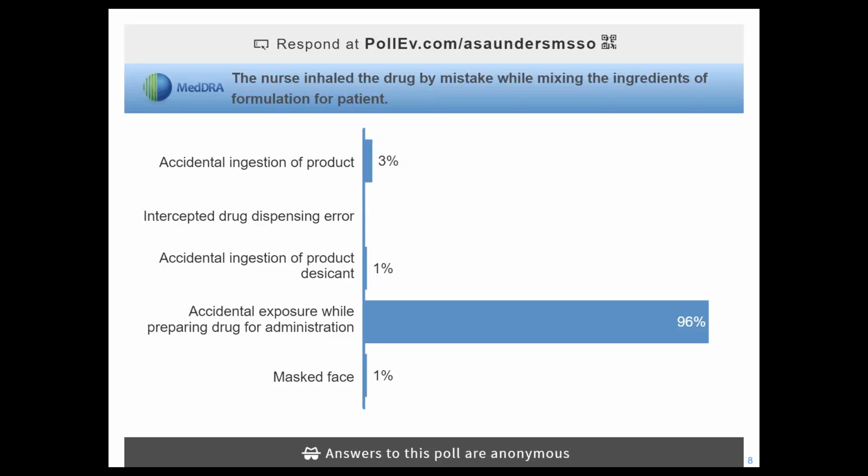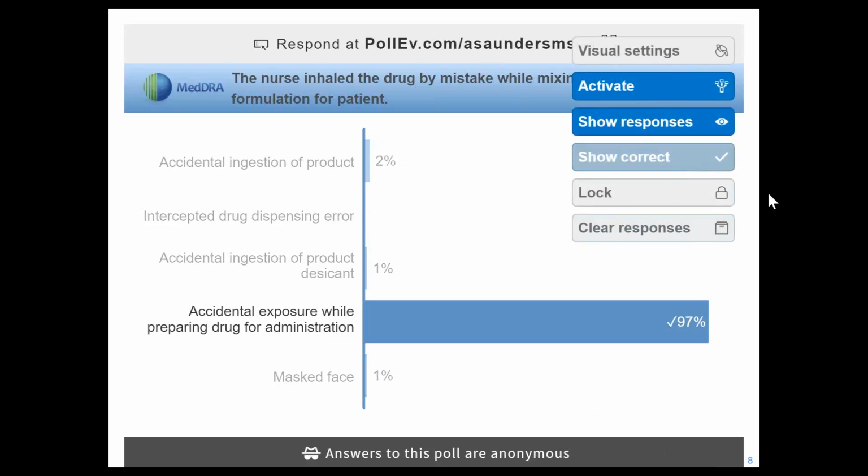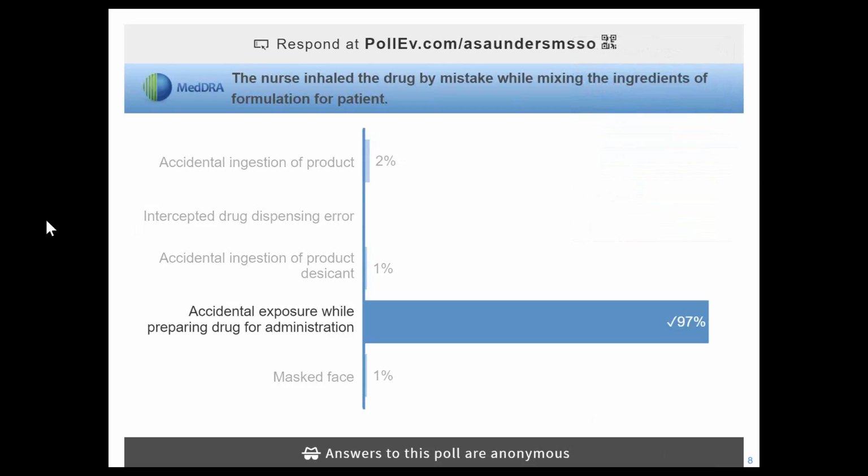The exposure. Excellent, thank you. And since I did not lock the responses there, I think most people shifted their responses to the accidental exposure while preparing drug for administration. And I think you would agree that that's the correct answer? Yes. Excellent.